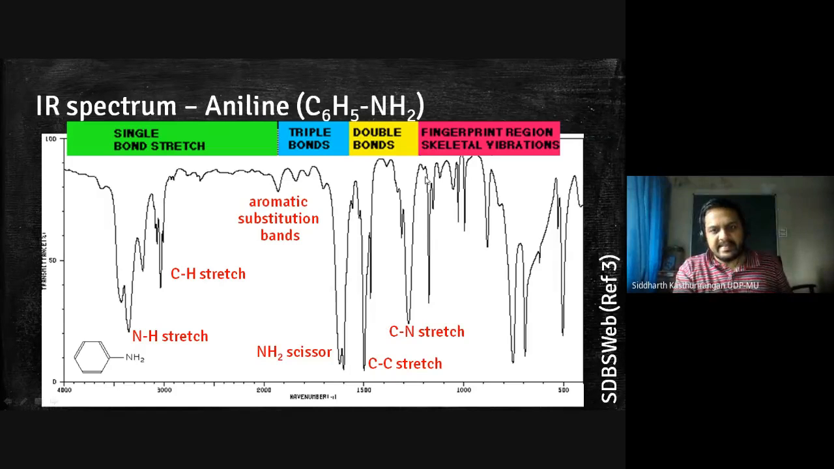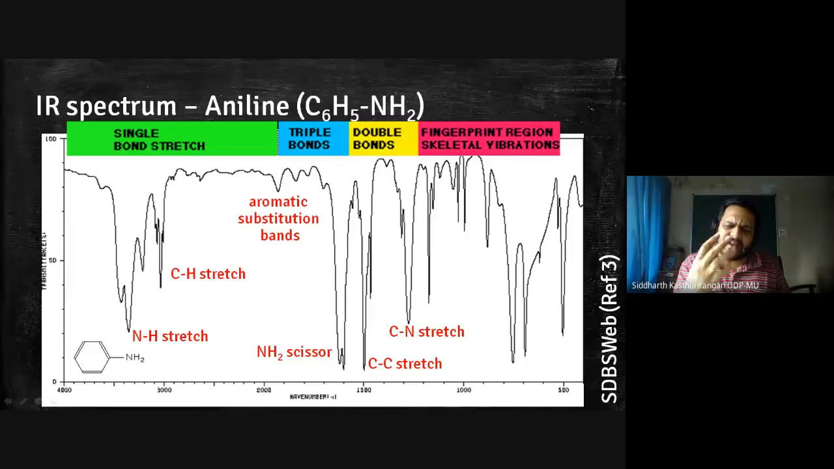And then in this region, between let us say 1200 and below, it is called the fingerprint region, because just by looking at this particular region, you can actually pinpoint the compound if you have a database of different compounds. We are not going to do that, because that defeats the whole purpose of what we are doing. So we will not be trying to do it automatically.